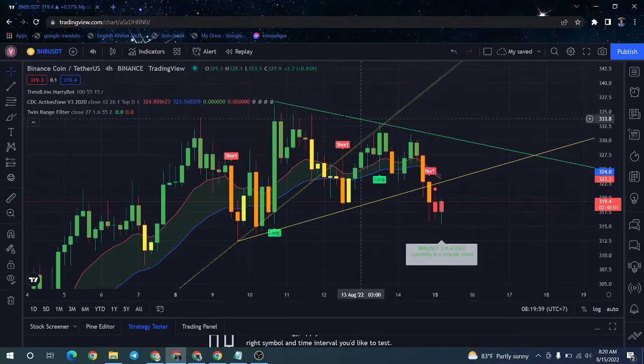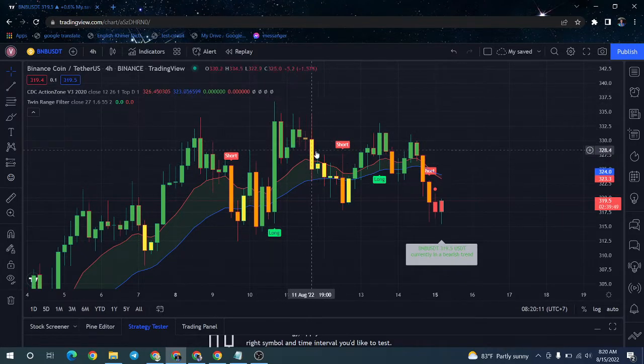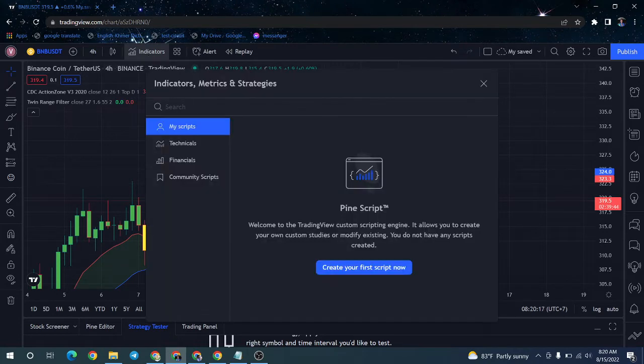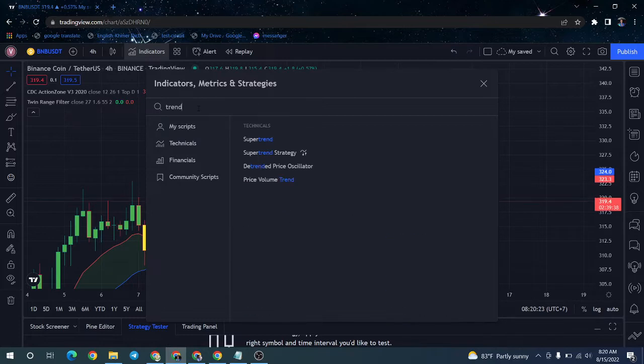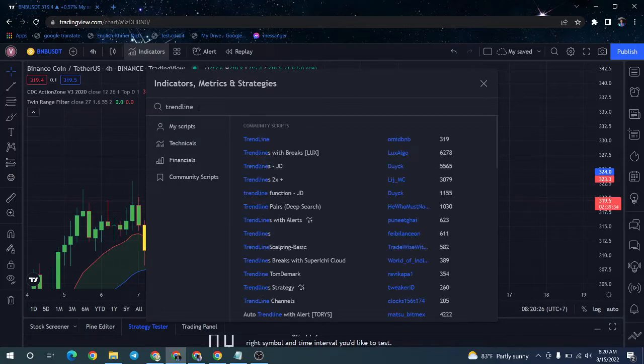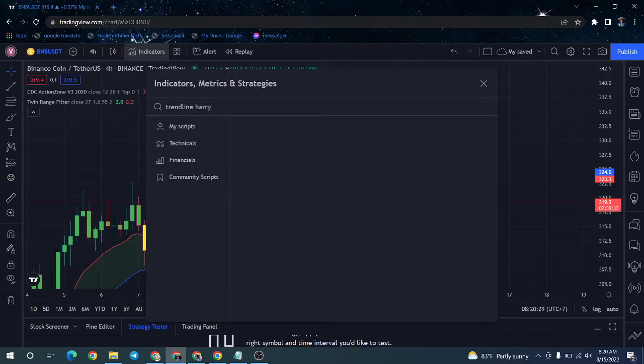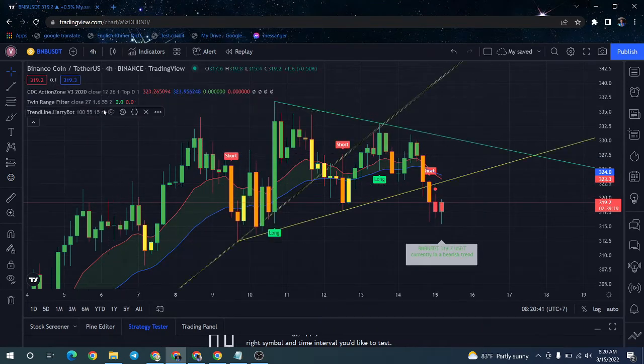Example here. Yeah, this is the chart pattern, but how to add this? So a good example, I remove this one. It automatically draws for us. So first you go up here and add it, and add trend line. Type the word trend line. HarryBot. See here, trend line. This is HarryBot. Click on it. Okay, it comes up in here.